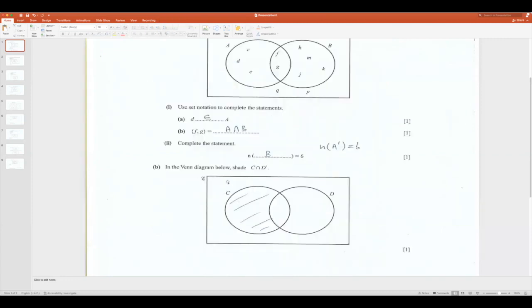In the Venn diagram below, shade C intersection D dash, that is, not D. So not D and intersection C means this area. You have to color this area for the answer.